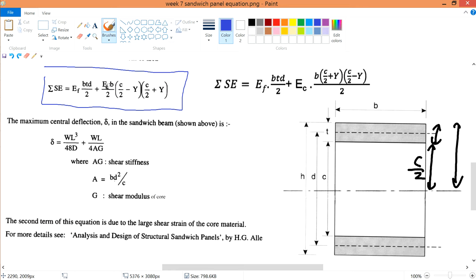I have a little time, so let's make sense out of this equation. Maybe we can understand it better. The D itself, if you remember, is your flexural rigidity, where it is a measure of how well you can withstand bending.